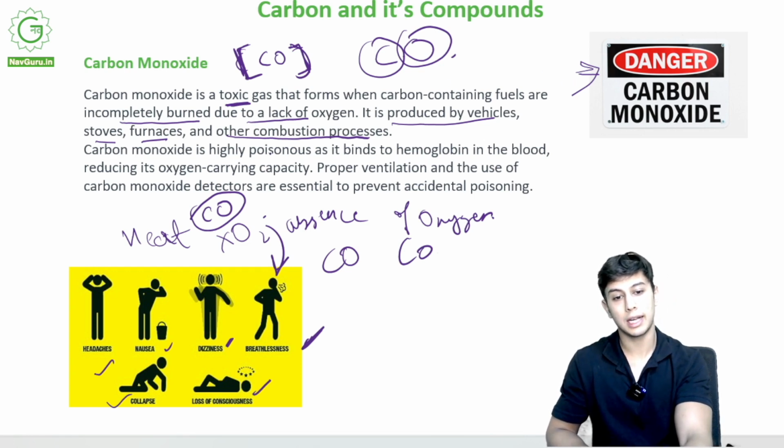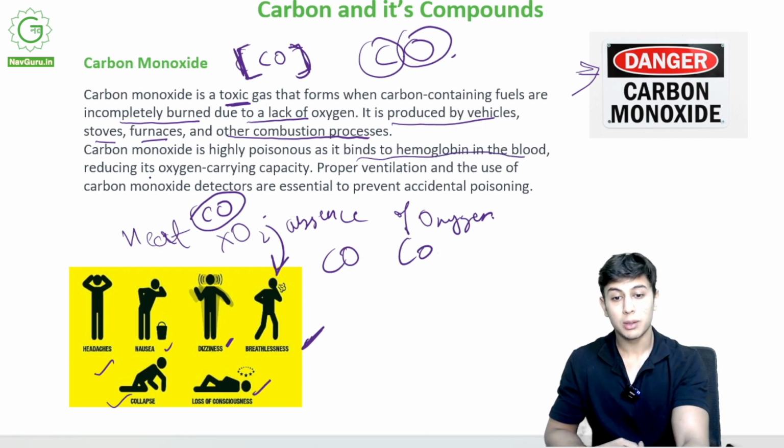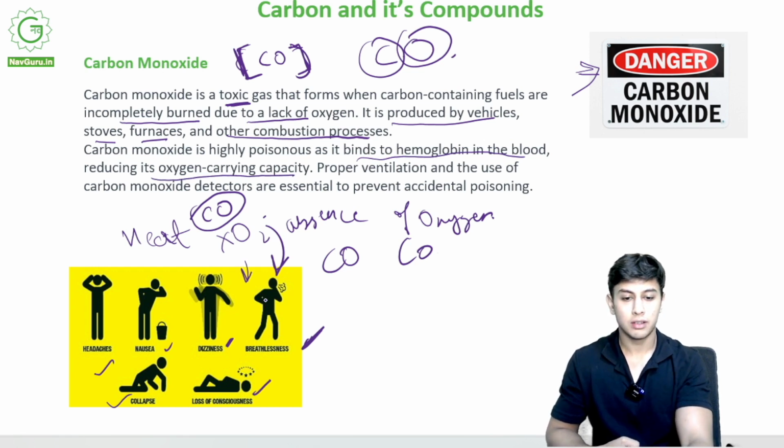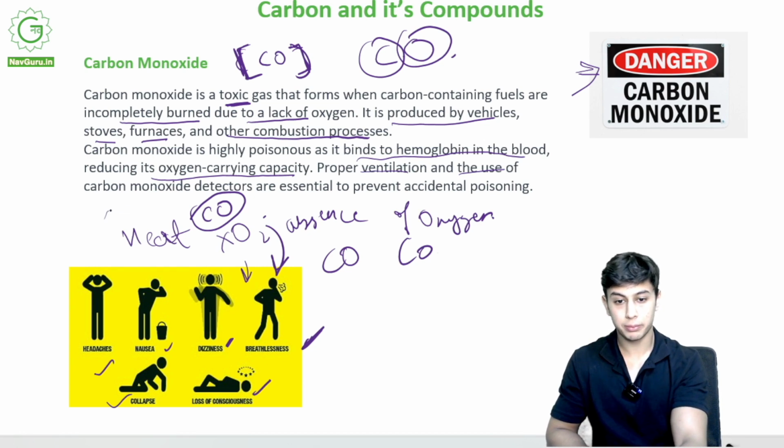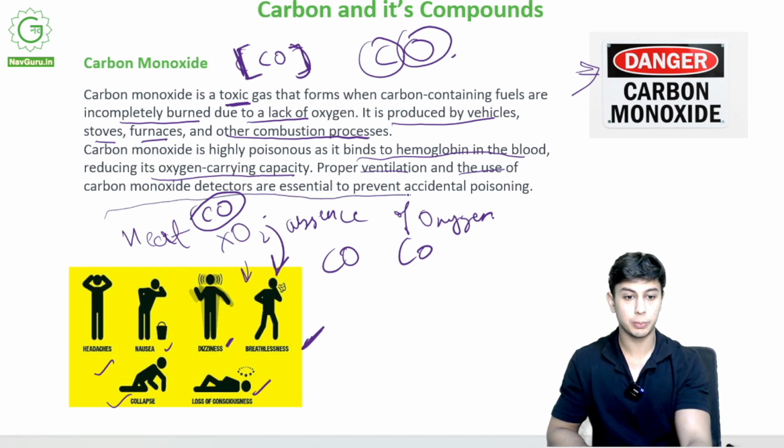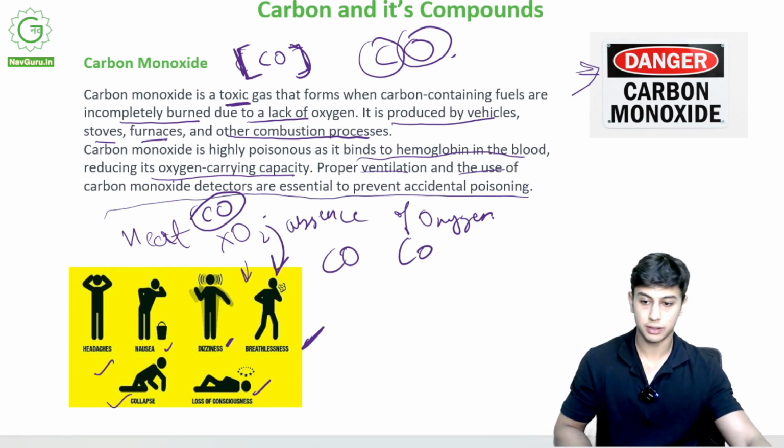Carbon monoxide is highly poisonous and it binds to hemoglobin in the blood. It will go in your blood, it will bind to the hemoglobin, it will reduce the oxygen carrying capacity. Why is all this happening? Because there is no more oxygen being supplied to your brain, to your blood. Proper ventilation and use of carbon monoxide detectors are essential to prevent accidental poisoning.